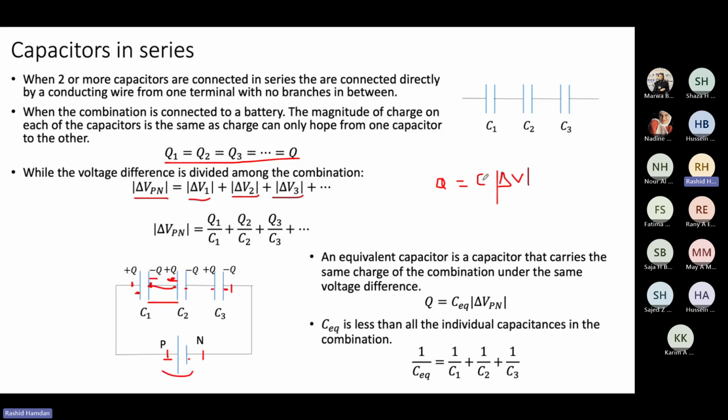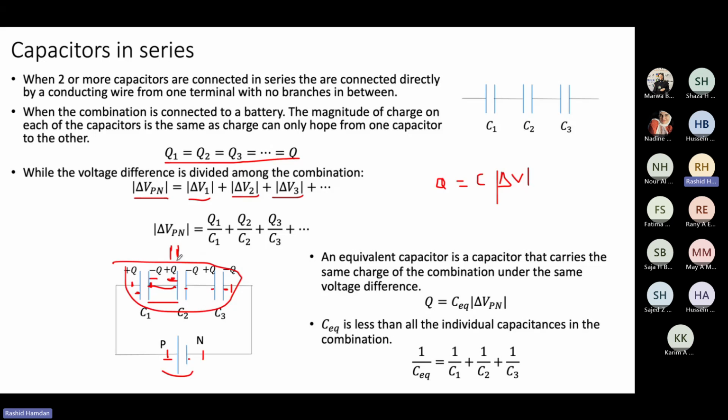So I have Q1 over C1 instead of delta V1, Q2 over C2 instead of delta V2, and Q3 over C3 instead of delta V3. Now I can ask the question, what if I remove all this combination and put one capacitor to replace them all, an equivalent capacitor that would replace all three capacitors?